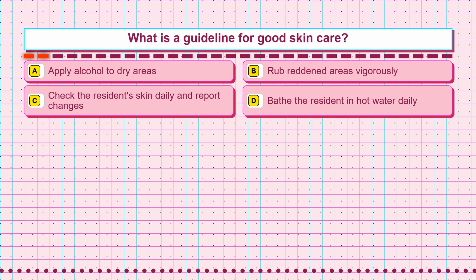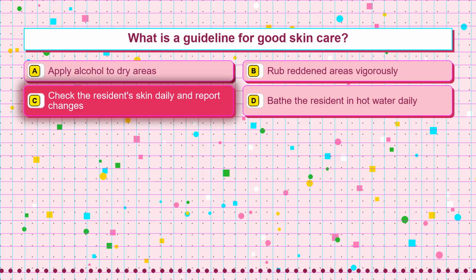Question 91. What is a guideline for good skin care? Option A. Apply alcohol to dry areas. Option B. Rub reddened areas vigorously. Option C. Check the resident's skin daily and report changes. Option D. Bathe the resident in hot water daily.